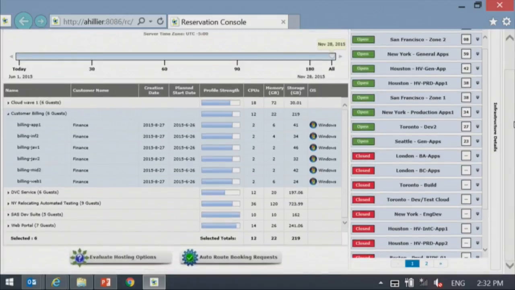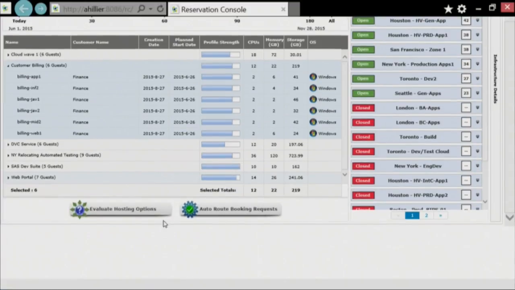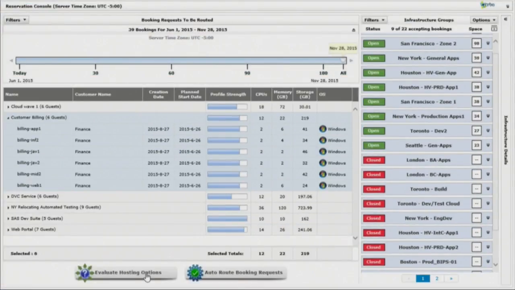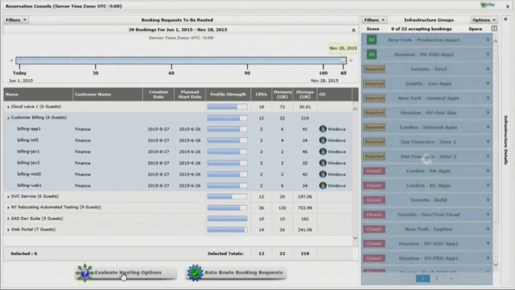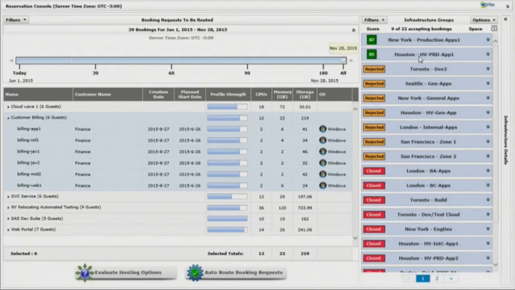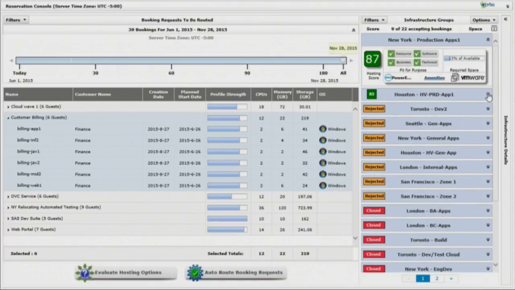And if I can find this, I can analyze where it should go in my hosting infrastructure. Let me see if I can hit that and get more space back. There we go. So I can say, where should it go? I can choose individual components or the whole thing and say, evaluate against all my environments where that can run. And what it's going to do is rank them at application. And you see there's really only two environments that can run that. I've got New York and Houston.